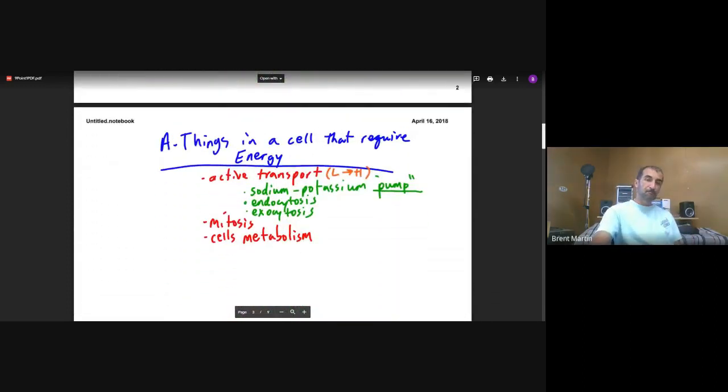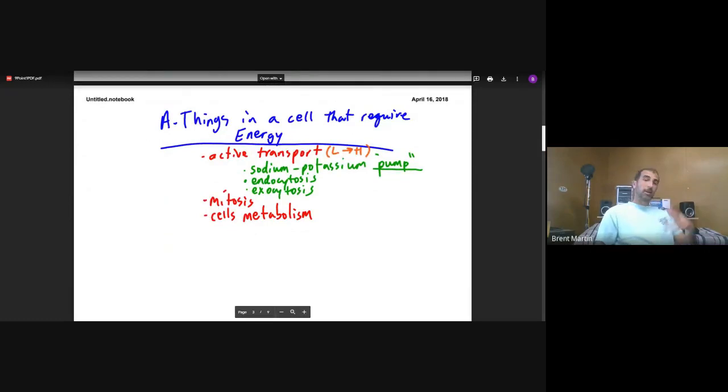Now, some things in a cell that require energy, obviously active transport. We talked about that the other day in cell transport. Anytime you move something from low to high concentration, or against the concentration gradient, it does require energy, or ATP. Some examples that we talked about were endocytosis and exocytosis, moving large particles in or out of a cell. But I also mentioned the sodium-potassium pump. Anytime you're pumping anything, pumping up a bicycle tire, a basketball, a soccer ball, whatever, that requires energy, right? It takes energy for you to do that.